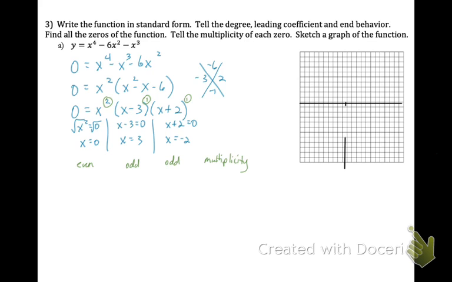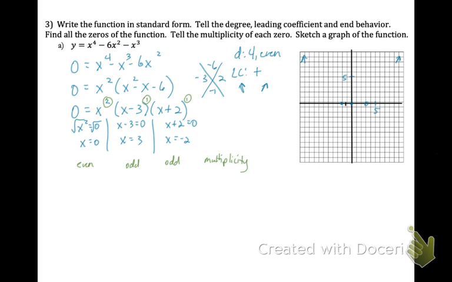So let's set our graph up. There we go. Label your scale. Now, notice I have plotted those 3 points at -2, 0, and +3. Before I draw my curve, I want to talk about the end behavior. So the degree is 4. It's even. Leading coefficient is +1. So I will have end behavior and that is up on the left and up on the right.